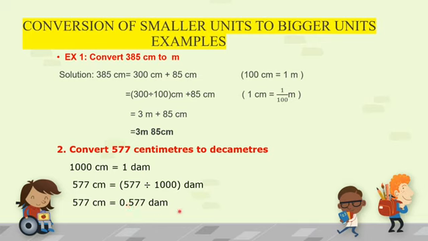You have to just count the number of zeros of your denominator, the number that you are dividing by, and then put the decimal point, and before the decimal point you put a 0 if there is no number. Because here there is no number, we are putting a 0, and so our answer will be 0.577.